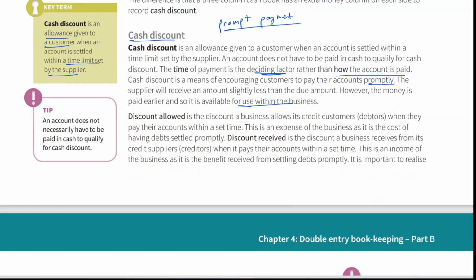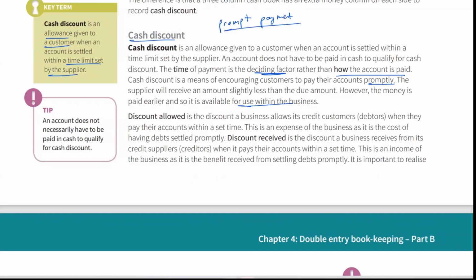It can go two ways. Okay, discount can be allowed, discount can be received. Discount allowed is when you, as the seller, will allow the discount to your customers. It is an expense for you. You'll be accepting less payment. Okay, you sold goods worth $500. Now you'll only accept $450. The remaining $50 will become your expense.